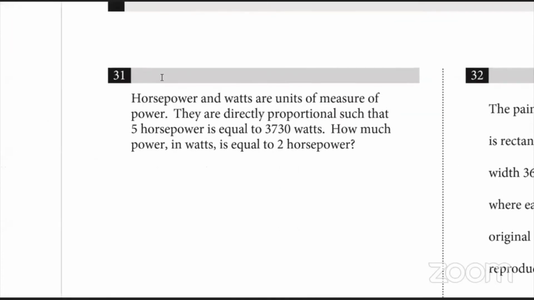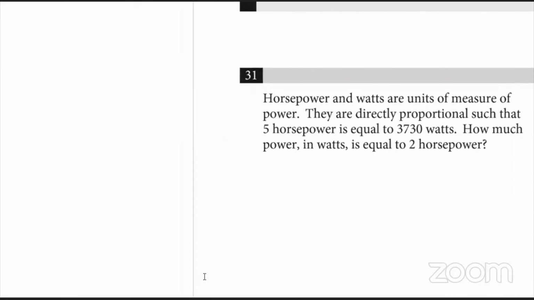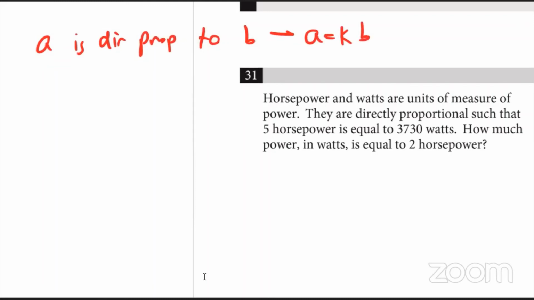Now we're going over to question 31. Horsepower and watts are units of measure of power. They're directly proportional. So a little background, if A is directly proportional to B, that's the statement A equals K times B. And if A is inversely proportional to B, that's the equation A equals K over B.